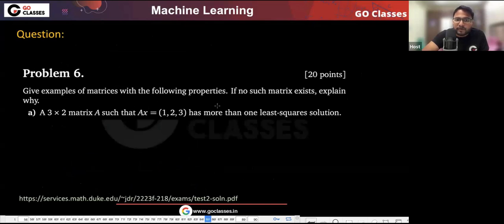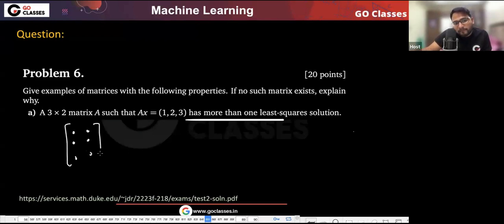Give an example of a matrix: a 3 cross 2 matrix that has more than one least square solution. So they are asking, can you give me a matrix that has more than one least square solution? You can give anything where the columns of A are not linearly independent, right? If this is three rows and two columns, a three cross two matrix.